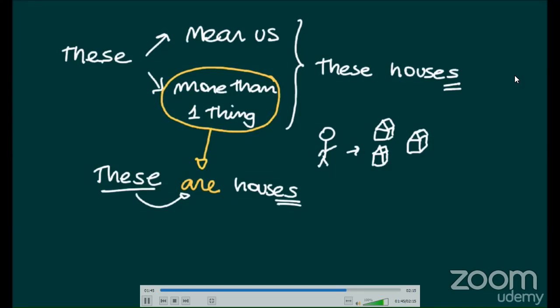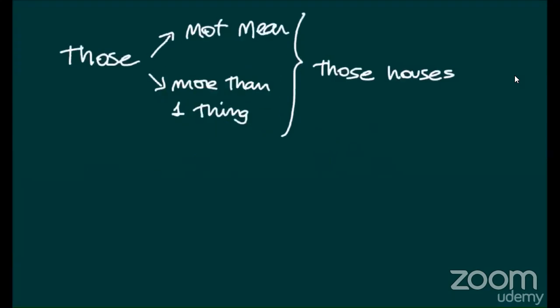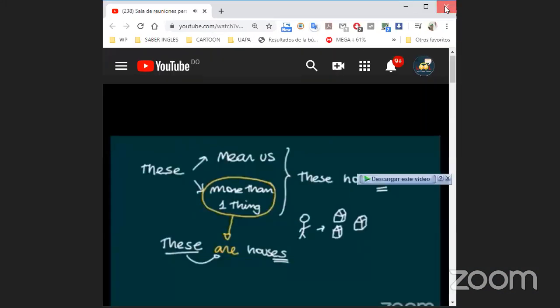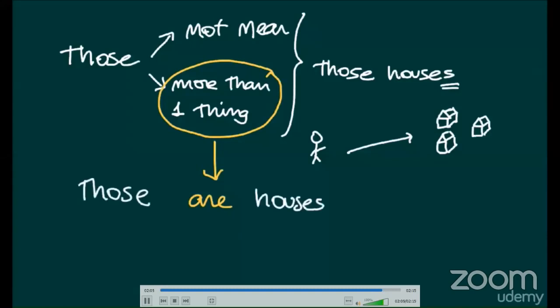For example, those are houses. Again, as those is for more than one thing, we have to use are if we are using the verb to be. For example, those are houses.